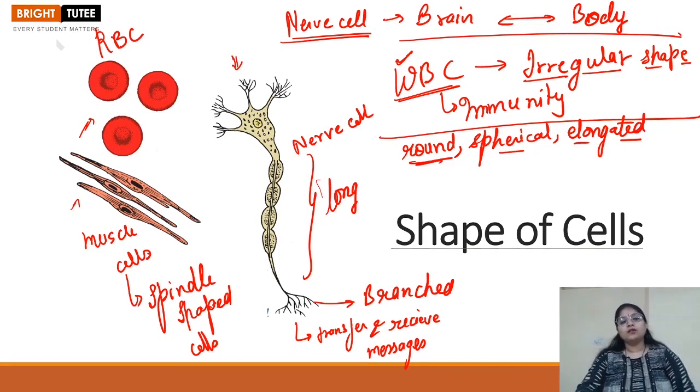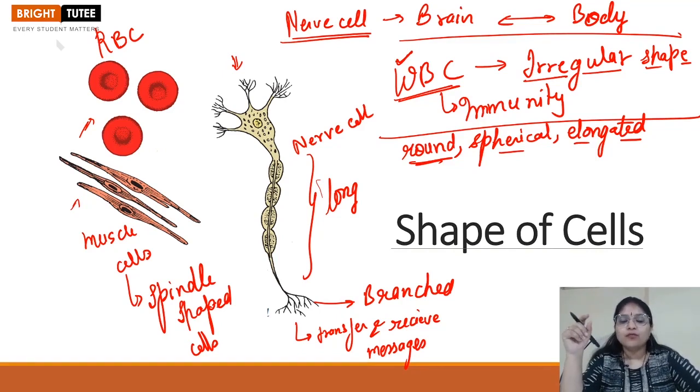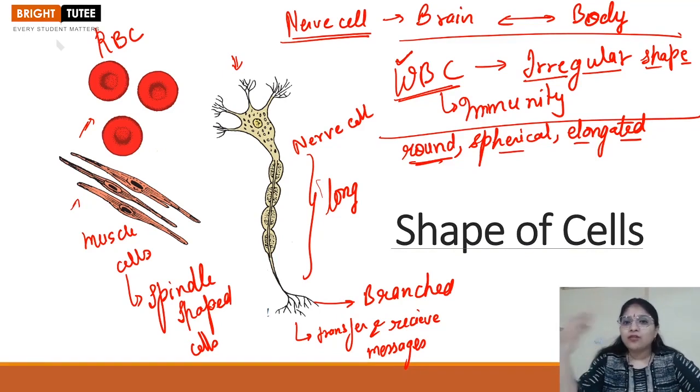So nerve cells, because they play such an important role, are long, so that quick transfer of messages can take place. We do not want the transfer to be delayed. Suppose it was not a long cell, it was a small cell, what would happen? The transfer of the information would take place slowly. Thus, it would be harmful for the organism, and that's the reason why the shape of the nerve cell is such that it is long and branched, which helps in quick transference of the messages, right?